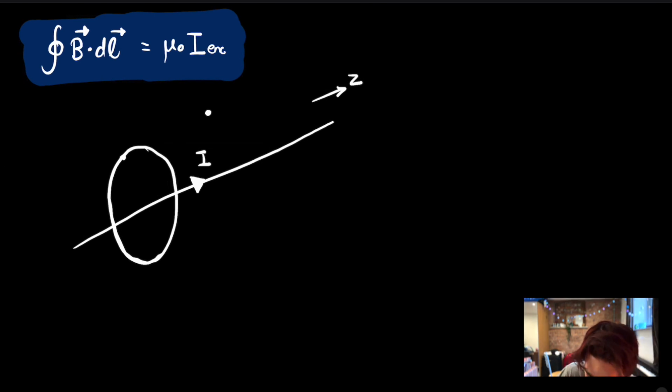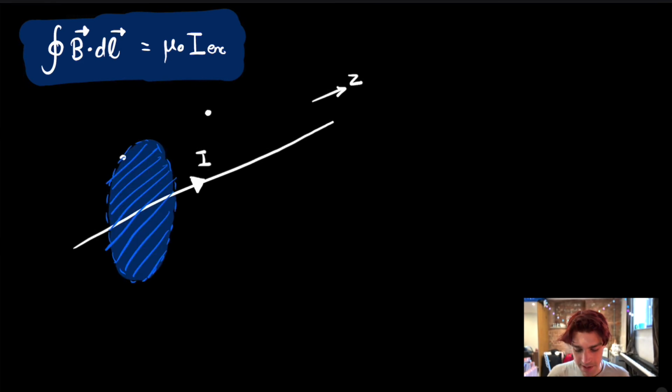This is an imaginary surface right here. In fact, to do that, I'll just do this in dotted line. So this is our imaginary surface. And through this surface, we have, of course, a current that's penetrating through the surface. So how do we get the magnetic field? Well, what is this closed line integral right here? How do we quantify this?